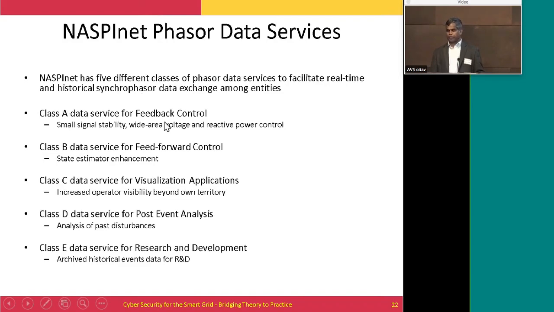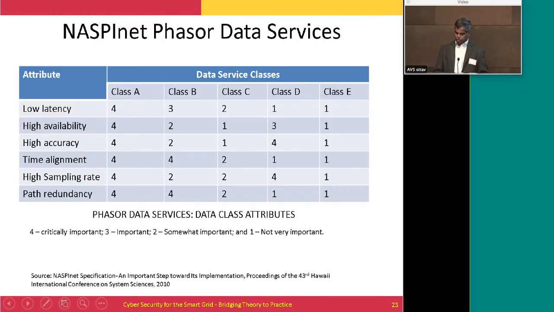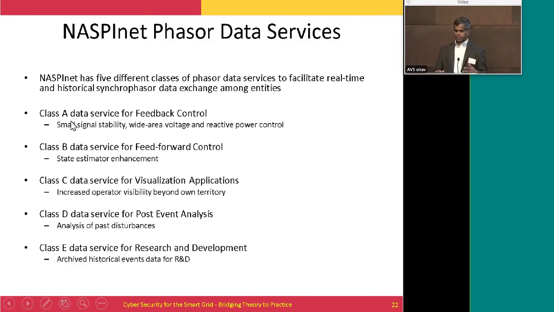Class A for feedback control applications like small signal stability, wide area voltage, and reactive power control. Those are the kind of applications. They are very sensitive to latency, and they need to have guaranteed performance from a communication perspective. So those are what the network is supposed to provide, NASPInet is supposed to provide class A service for these applications. Class B service for state estimation, kind of thing, feed forward control. Class C for visualization kind of application, class D for post-event analysis, class E for R&D kind of thing. So those are the service classes.